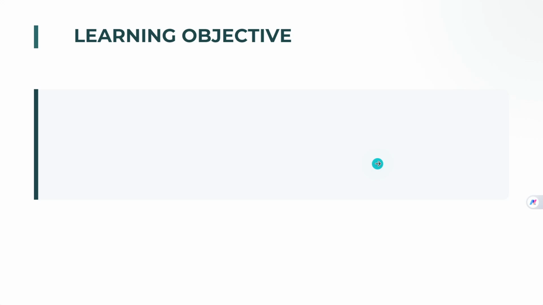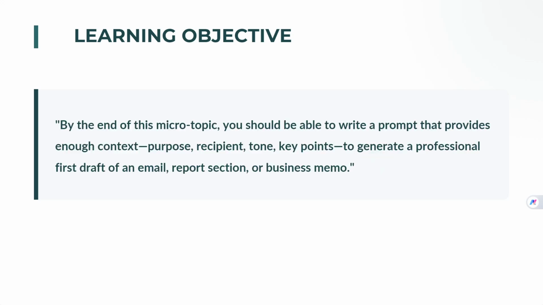Next, learning objectives. Our objective, by the end of this topic, you will be able to write a prompt that provides enough context, purpose, recipient, tone, key points, to generate a professional first draft of an email, report section, or business memo. This is one of the most practical AI skills for professionals. From client communication to internal reports, AI can help you draft faster while maintaining quality.